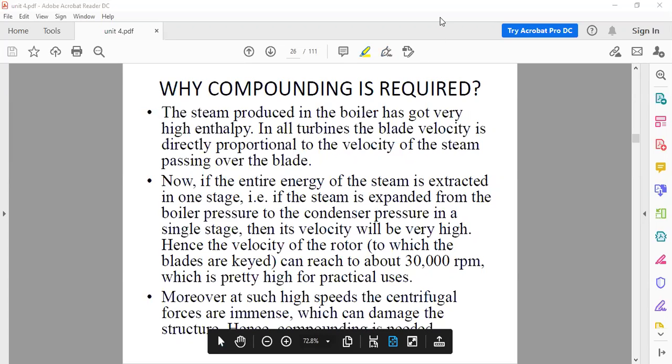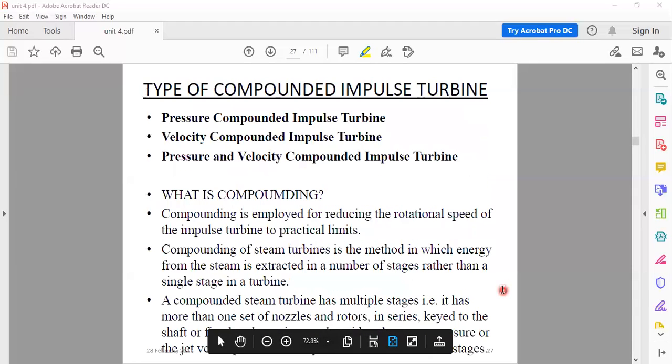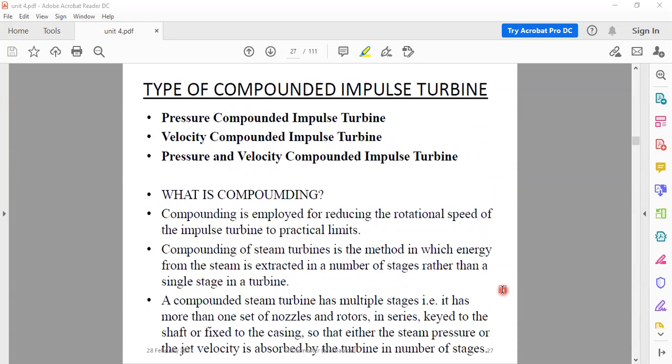See here, at such high speed the centrifugal forces are immense, which can damage the structure, hence compounding is needed. Types of compounded impulse turbine: pressure compounded impulse turbine, velocity compounded impulse turbine, and pressure and velocity compounded impulse turbine. What is compounding? Compounding is employed for reducing the rotational speed of the impulse turbine to practical limits.